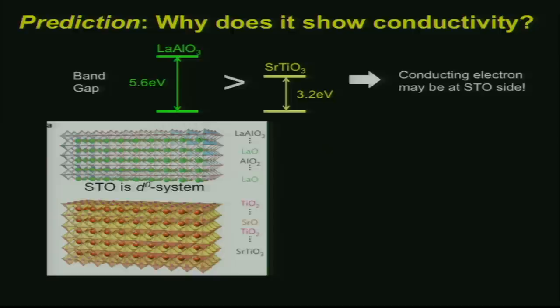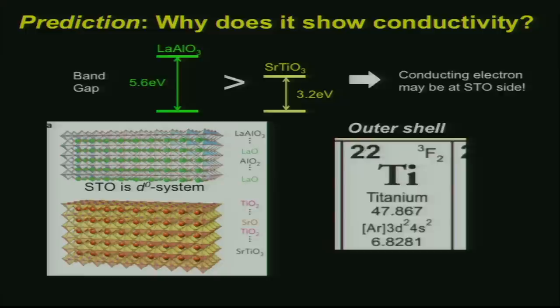STO we call a d0 system, because if you see titanium in the periodic table, you can see it like that. However, inside STO, the titanium state is titanium 4+. It means they lost four electrons. They lost the s electrons, and they lost the d electrons as well. So if they lost the two electrons of the d side, out of the shell of the d orbital, they lost everything. There are no electrons. That's why STO doesn't show any conductivity in the bulk material. There are no electrons in titanium 4+.